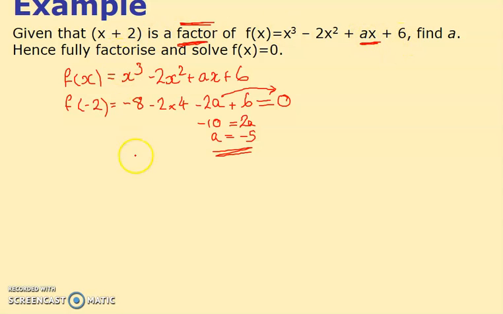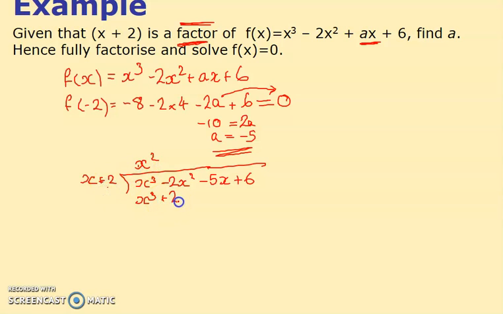And it wants me to factorize it, so I'm going to have to do some division. So I've got to do x plus 2, and I've got to divide it into what I just said, x cubed minus 2x squared minus 5x plus 6. So let's do my division again. X times by x squared will give me x cubed. And x times by plus 2 will give me plus 2x squared.